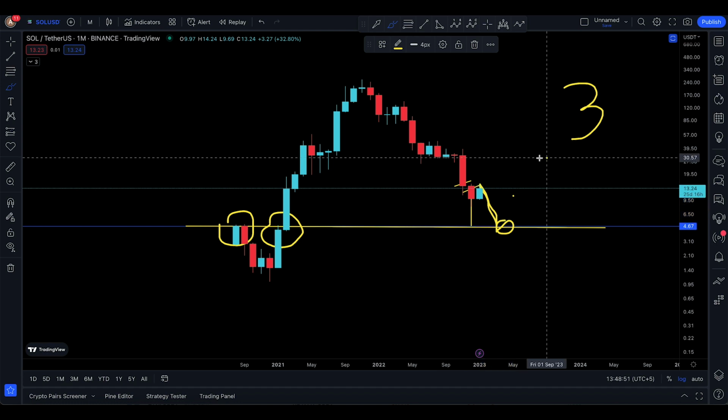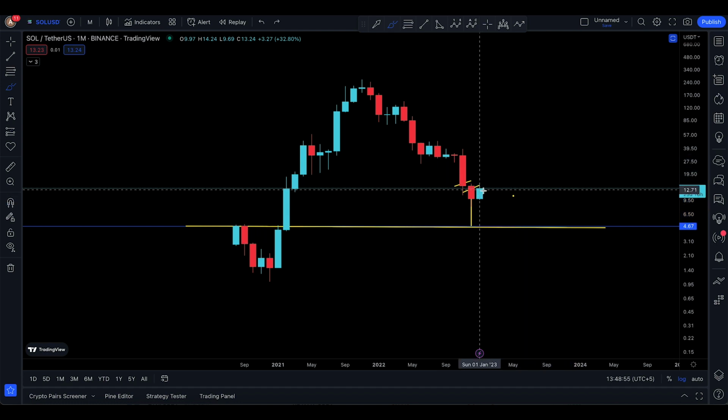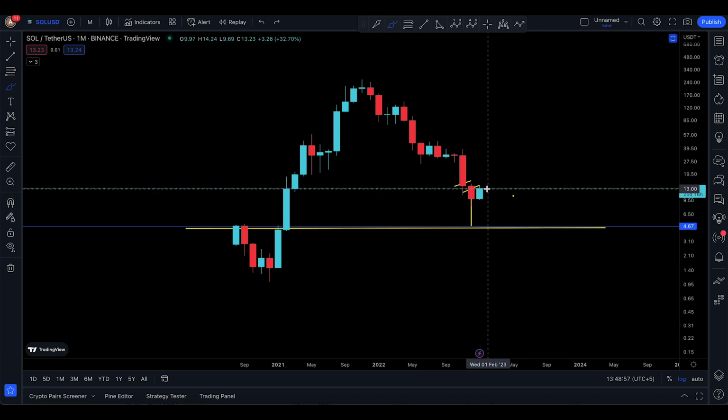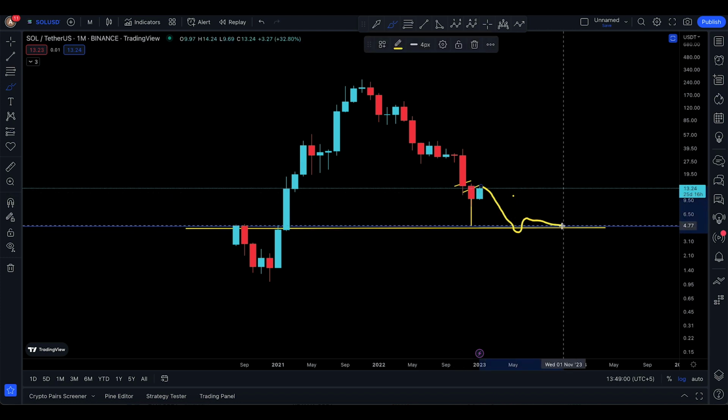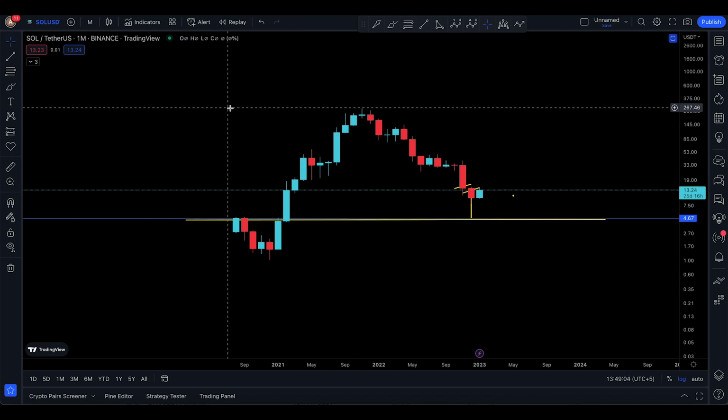Number two, it's also going to be a massive support moving forward on a monthly time frame. So for me personally, it's a buying opportunity. I'm just gonna grab Solana right here for cheap, for the long run, and see if I'm gonna be lucky anytime soon.